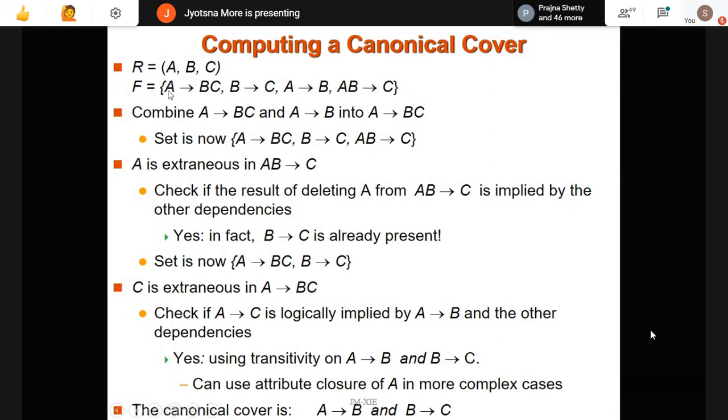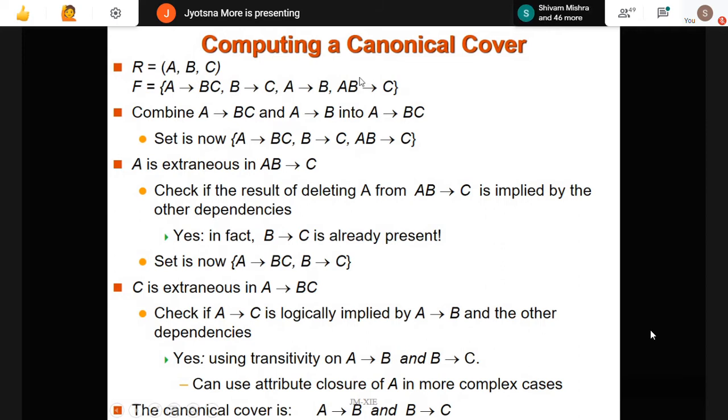Because already A is determining B here and C. So I will keep this. I will remove this functional dependency. I mentioned with the proper reason, combine A determine BC and A determine B into A determine BC. So my final set of functional dependency: remove this, and I will have A determine BC, which I have written here, B determine C, which I have written here, and here I had a functional dependency which was redundant. So I have removed it.